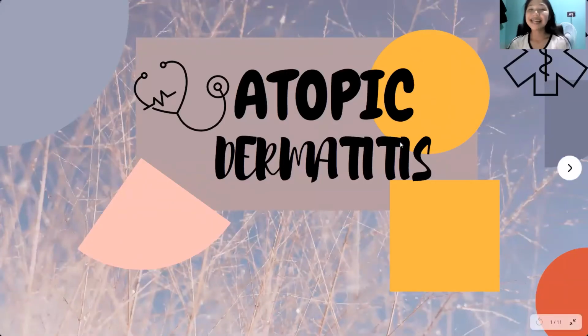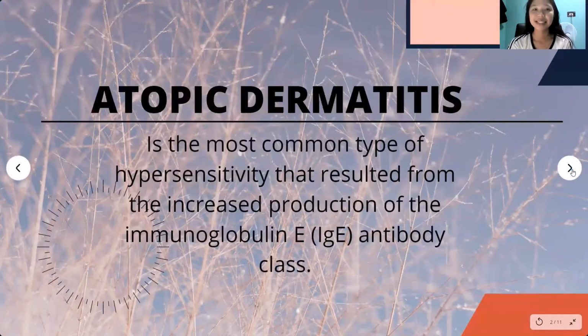Good day! In this video, I will be discussing atopic dermatitis. Atopic dermatitis is the most common type of hypersensitivity that results from the increased production of the immunoglobulin E antibody class. Immunoglobulin E is produced by the immune system. Immunoglobulin E travels to the cells that release chemicals causing allergic reaction.